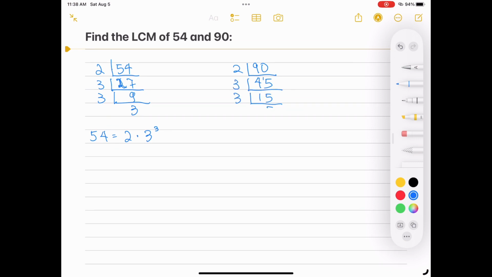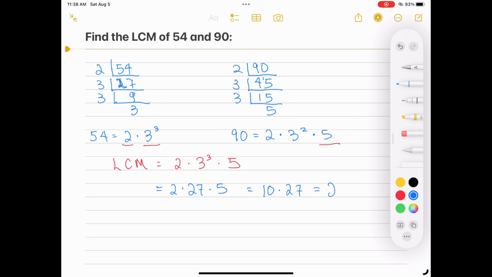Now we're ready to find the least common multiple, which is the highest power of each factor that occurs in any of the factorizations, and the product of these highest powers is the LCM. So in this case, it would be 2 times 3 to the third power times 5, or 2 times 27 times 5, which works out to be 270.